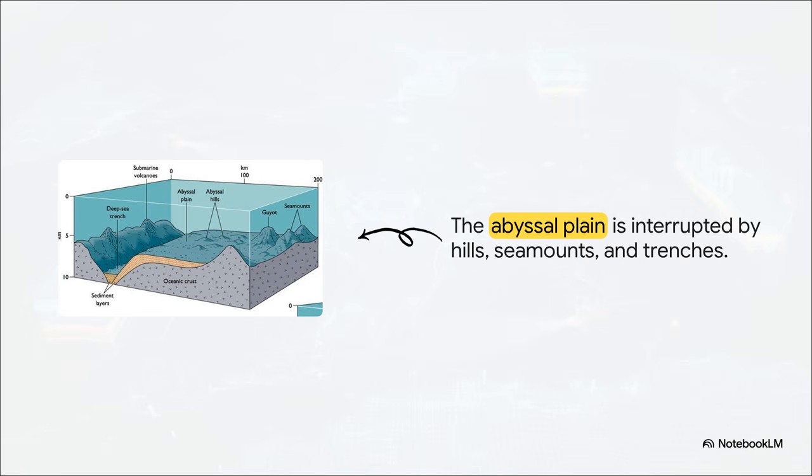These are, hands down, some of the flattest, most featureless places on planet Earth. Why? Because for millions of years, fine sediment has drifted down from above, sort of like snow, perfectly masking the rugged basaltic crust beneath it. But this huge flat expanse is violently interrupted by abyssal hills, towering volcanic seamounts, and massive, plunging deep-sea trenches.